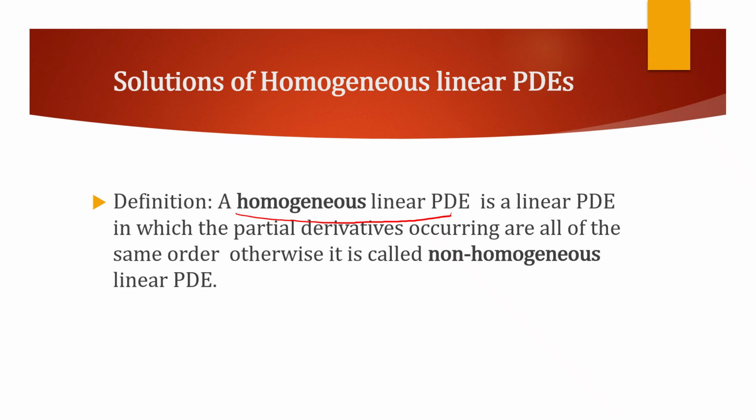A homogeneous linear PDE means it's a linear PDE in which the partial derivatives occurring are all of the same order. If the partial derivatives occurring in it are all of the same order, then we say that it is a homogeneous linear PDE. Why is it linear? If the degree of that equation is 1, then we can say that it is linear. Otherwise, it is called a non-homogeneous linear PDE.